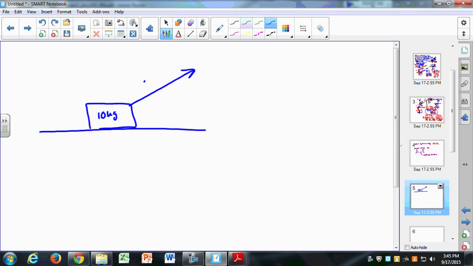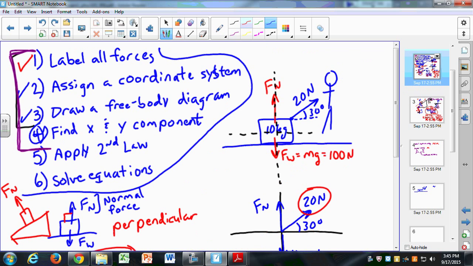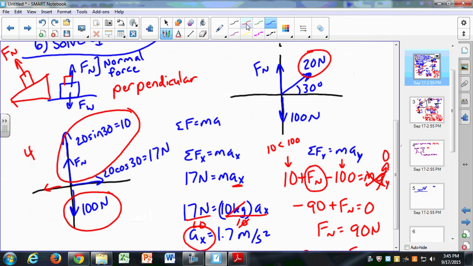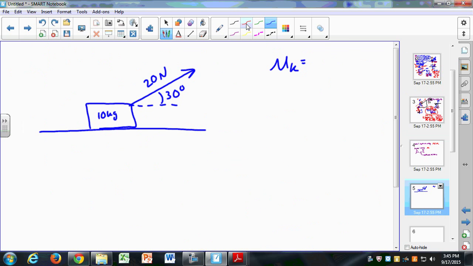A force of 20 newtons. And the angle is what? Is it 30 degrees? Now let's say that the coefficient of kinetic friction... hold on, let me go back and look. Is our normal force there? 90 newtons. Yeah, so we'll do our coefficient of kinetic friction is 0.1.